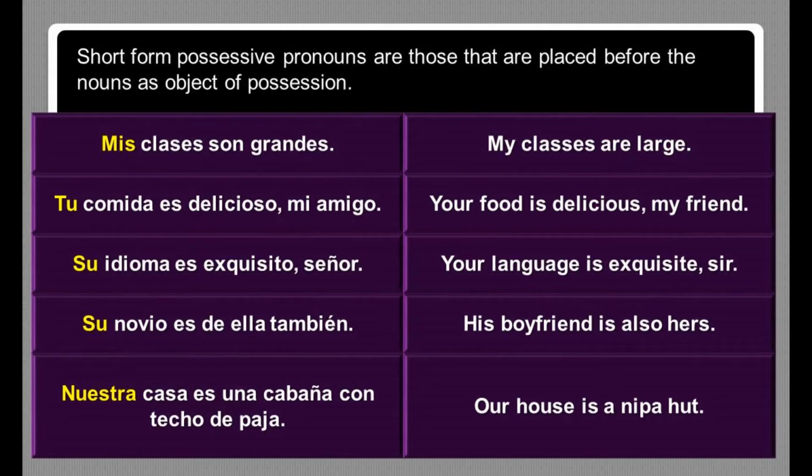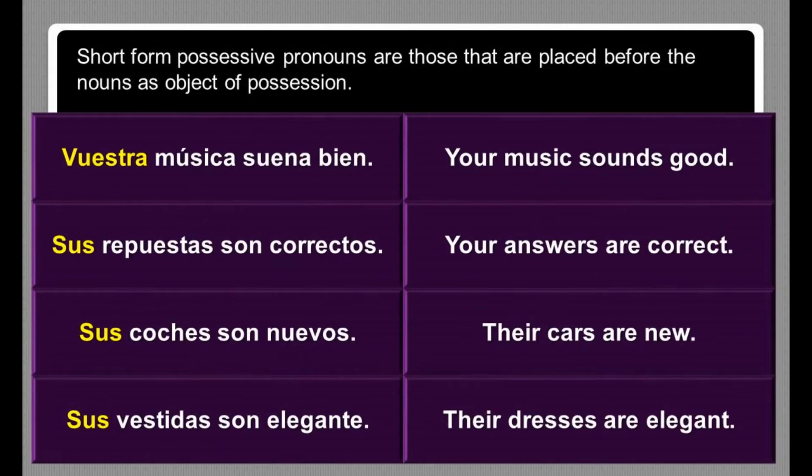Our house is a nipa hut. Nuestra casa es una cabaña con techo de paja. Vuestra música suena bien. Your music sounds good. Sus respuestas son correctos. Your answers are correct. Sus coches son nuevos. Their cars are new. Sus vestidas son elegantes. Their dresses are elegant.